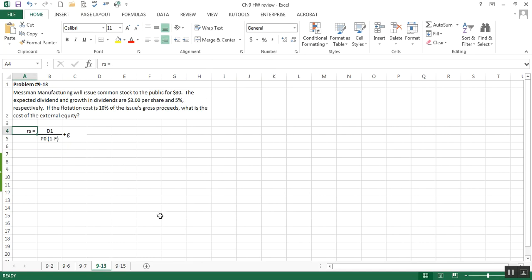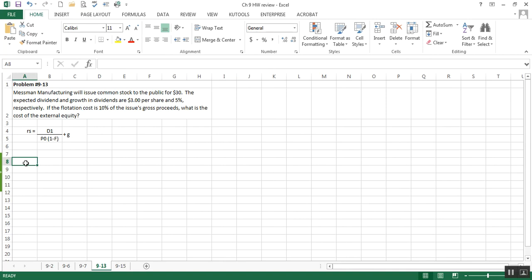Looking at problem 9-13, Messman Manufacturing will issue common stock to the public for $30. The expected dividend and growth in dividends are $3 per share and 5% respectively. If the flotation cost is 10% of the issue's gross proceeds, what is the cost of external equity?